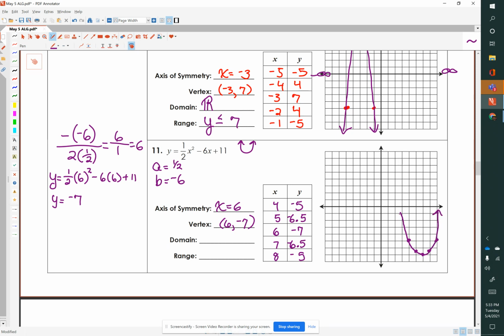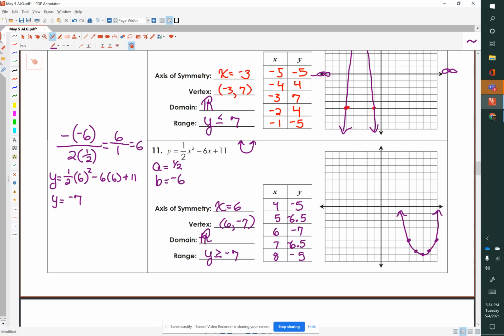Opens a little wider than some of the other ones we've done. So again, the domain is all real numbers, and the range is all the values of y such that y is greater than or equal to -7. So the next thing we have today is to analyze a quadratic graph.